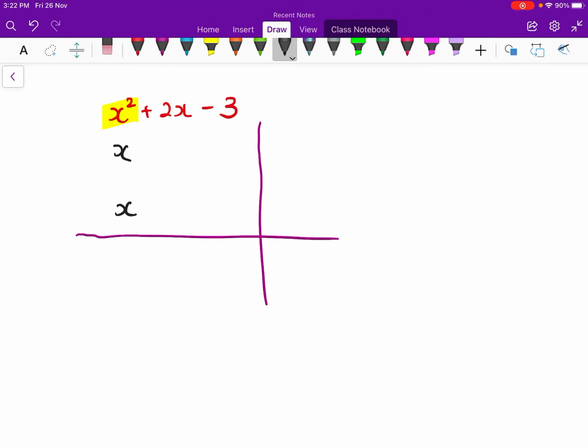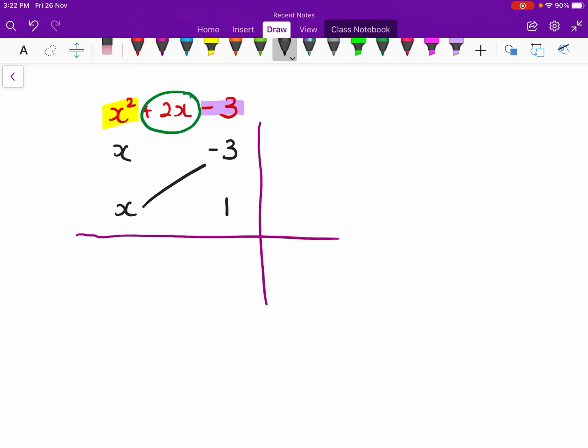Then after that I look at the minus 3. What times what equals minus 3? There are two ways. I can use minus 3 times 1. Maybe I try this, minus 3 times 1, because minus 3 times 1 is negative 3. Then we must do our cross multiplication to see whether we can get our second term, which is your 2x. So let's do our cross multiplication.